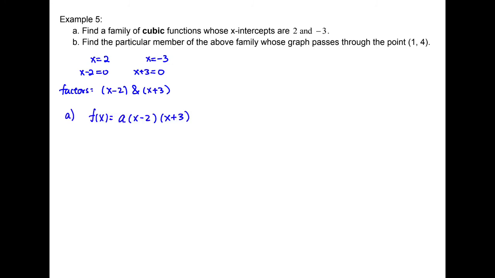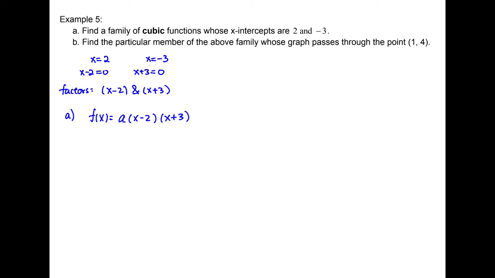Example 5. We want to find a family of cubic functions. However, this time we only have 2 x-intercepts. So we know those 2 x-intercepts, let's convert them back into the factors. So we know there are 2 factors, x minus 2 and x plus 3. Now let's use the factors that we found to generate the family of cubic functions. So the first function I write down is f(x) equals a times x minus 2 times x plus 3. But as you can see, the degree of this function right now is only 2. But I need to have a cubic function.